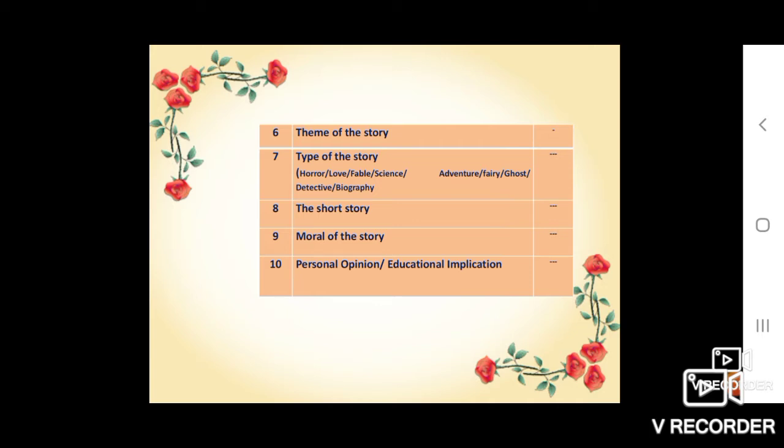After that, at the actual level, you have to write a short story within 3 or 4 pages. After writing your short story, you need to write the moral of the story, because every story has a moral. And after this, you have to record your personal opinion, or we may say educational implication: what did I learn by writing a short story? This is a kind of practical where personal opinions are important.